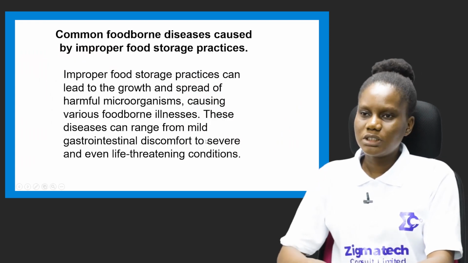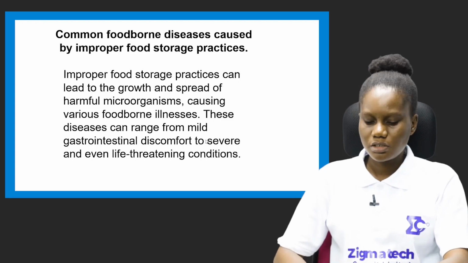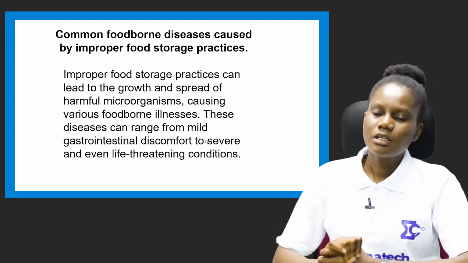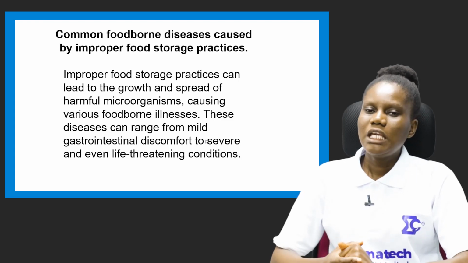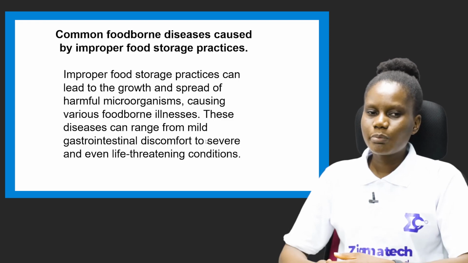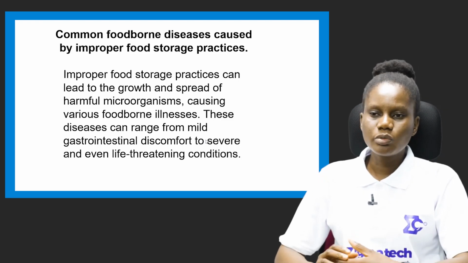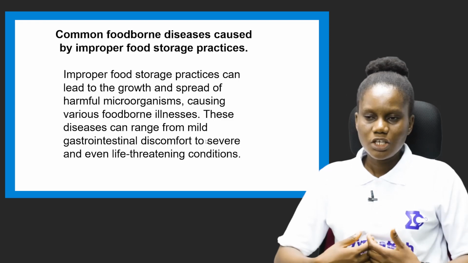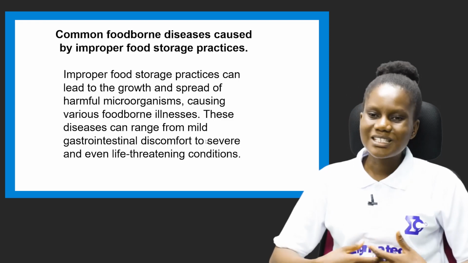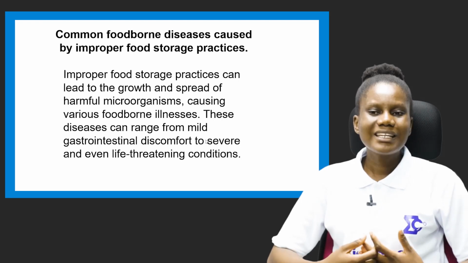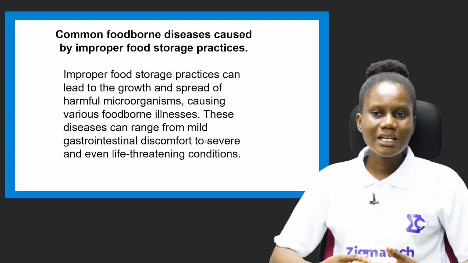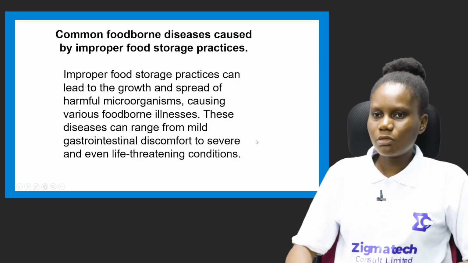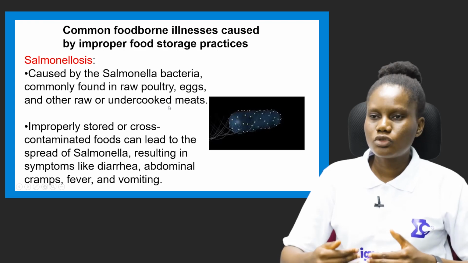So now let's look at common foodborne diseases caused by improper food storage practices. I think that should have been in the first video on food storage, but we're going to look at some diseases that are caused by improper food storage practices. Improper food storage can lead to the growth and spread of harmful microorganisms, causing various foodborne illnesses. These diseases can range from mild gastrointestinal discomfort, that is, mild stomach pain, to severe stomach upset, and even life-threatening conditions where toxins have been introduced, because toxins can be very poisonous and can lead to death.